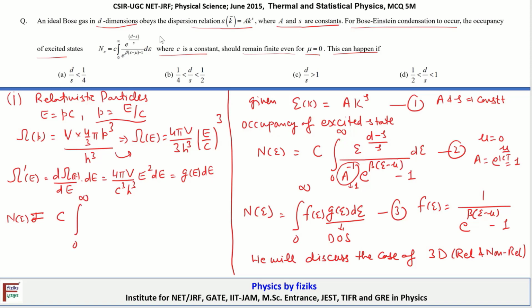Now we will substitute the value of GE dE here in this expression, and then the value of the distribution function, and then we will obtain a result that's identical to this one. This equation 2 is a general result, but now by considering a particular case of relativistic particles, we will compare equation 2 and the obtained results, and then accordingly we will predict the value of d_s from there. So for this case, this expression reduces to E square divided by exponential beta E minus mu minus 1 and then dE.